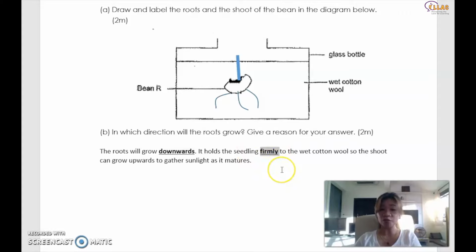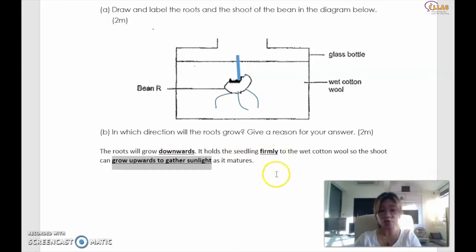The reason why the roots grow downwards is so that the seedling can be held firmly in the soil, or in this case, the wet cotton wool. So the shoot can grow upwards to gather as much sunlight as possible. So the shoot has to grow upwards to gather as much sunlight as possible as it matures. So these are the keywords in this question.